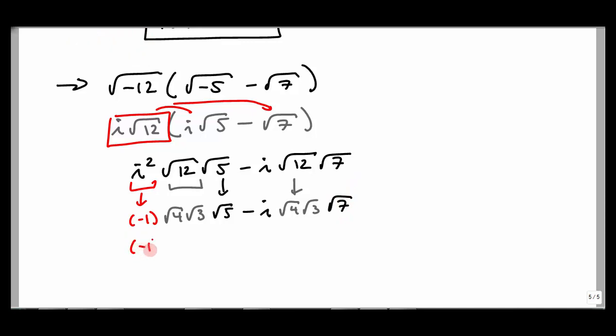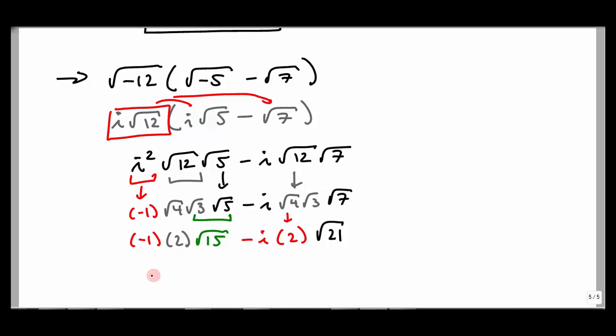So here we have negative 1. Square root of 4 is 2. Now, root 3 and root 5, I can't simplify them at all, so I can recombine them underneath the radical for root 15. And then over here, I have minus square root of 4 is 2. And then root 3, root 7 can't simplify either, so I have root 21. So let's go ahead and rewrite this then. I have minus 2 square roots of 15. And then over here I have minus 2i square root of 21.